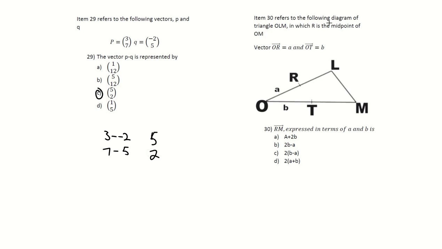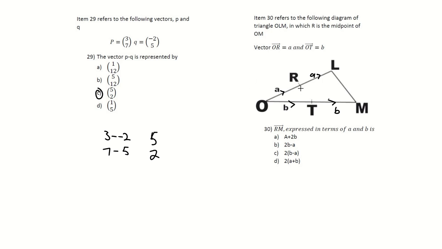Item 30 refers to the following diagram OLM, in which R is a midpoint. OR, that's right here, going from O to R, is A, and OT is B. Now, because this is a midpoint, we could say RL is also A, and TM is also B. Just for some knowledge.